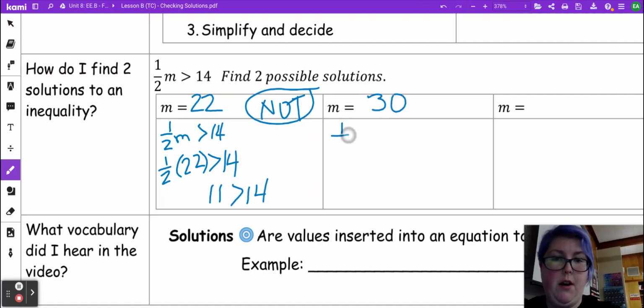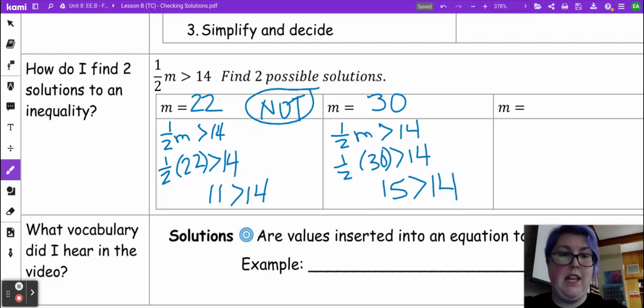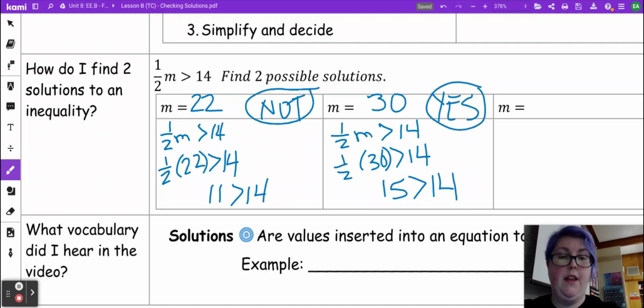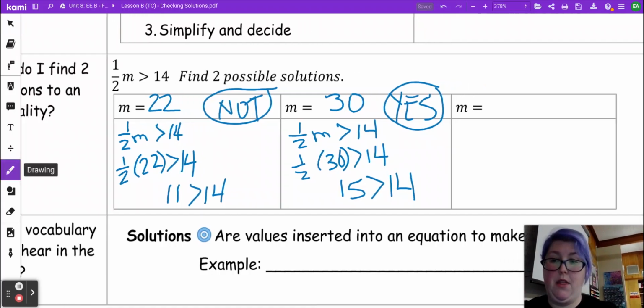So if we have 1/2 m is greater than 14, then we substitute m with 30. We still have the greater than 14, and we get 15 is greater than 14. Is that a solution? Yes, this is a solution. This is true that when m equals 30, 15 is greater than 14. Okay, so we know m has to be a number bigger than 30.